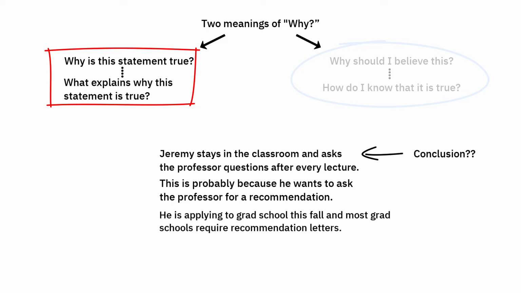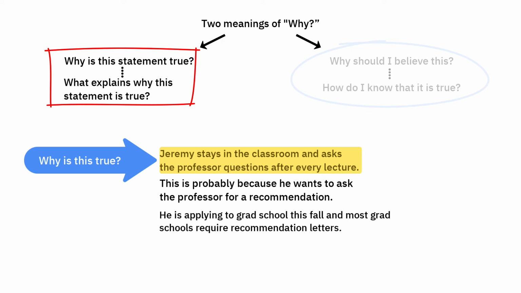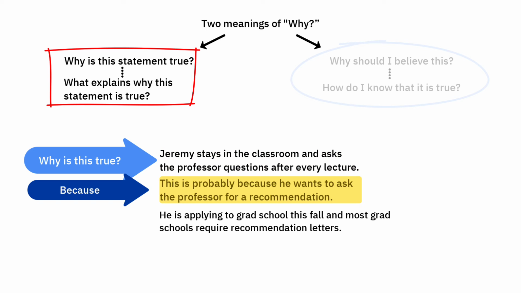For example, if you say, Jeremy stays in this classroom and asks questions to the professor after every single lecture. Why is this true? This is probably because he wants to ask the professor for a recommendation. Now that seems to have a logical flow to it, doesn't it? And it might make you think that the first sentence is a conclusion being supported by the second sentence. The idea that he wants to ask a professor for a recommendation seems to be the because that explains why he's staying in the classroom.